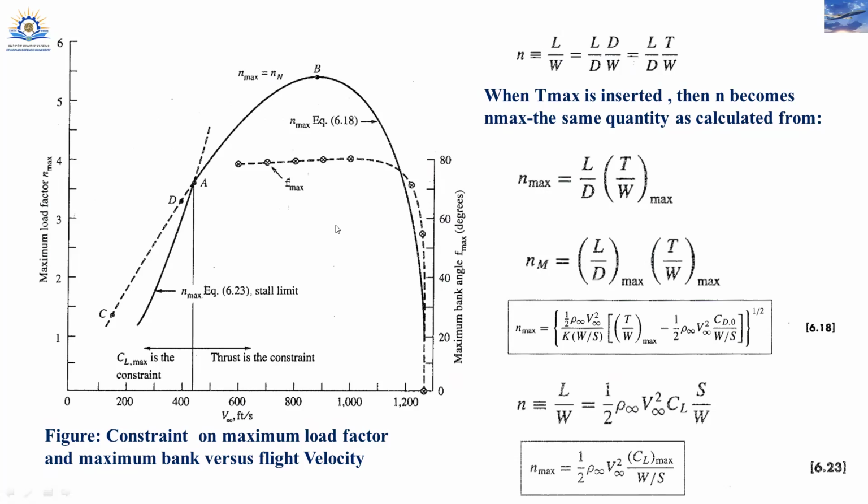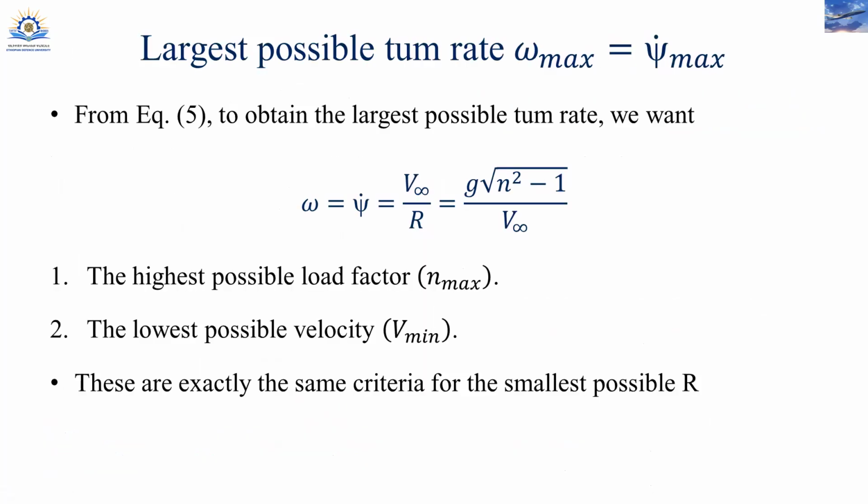So the limiting load factor N max is q times CL max divided by the wing loading, where q is half rho V square. Q times CL max over wing loading limits the N max condition.